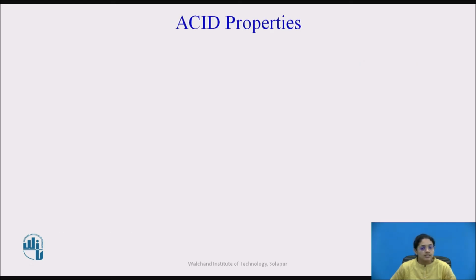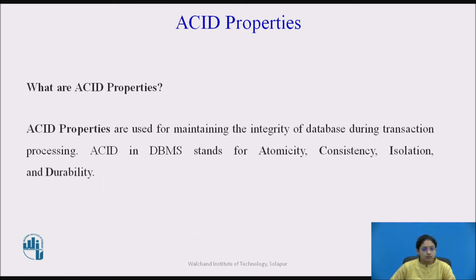Next are the ACID properties. What are ACID properties? ACID properties are used for maintaining the integrity of the database during transaction processing. ACID in DBMS stands for atomicity, consistency, isolation and durability.